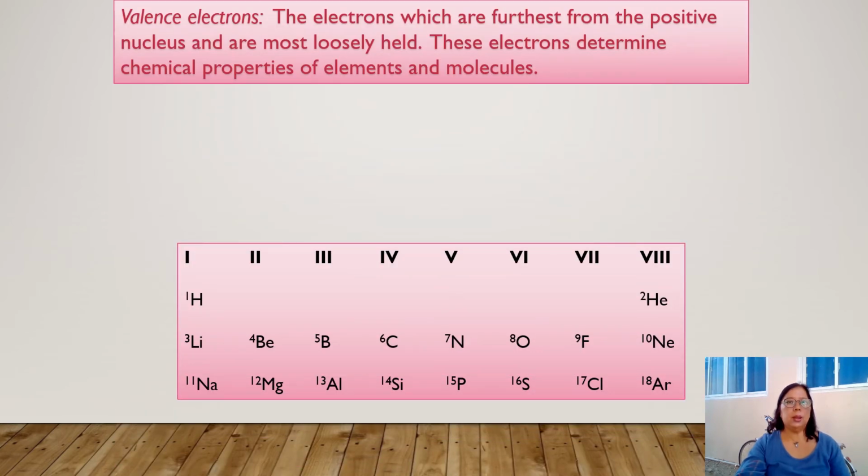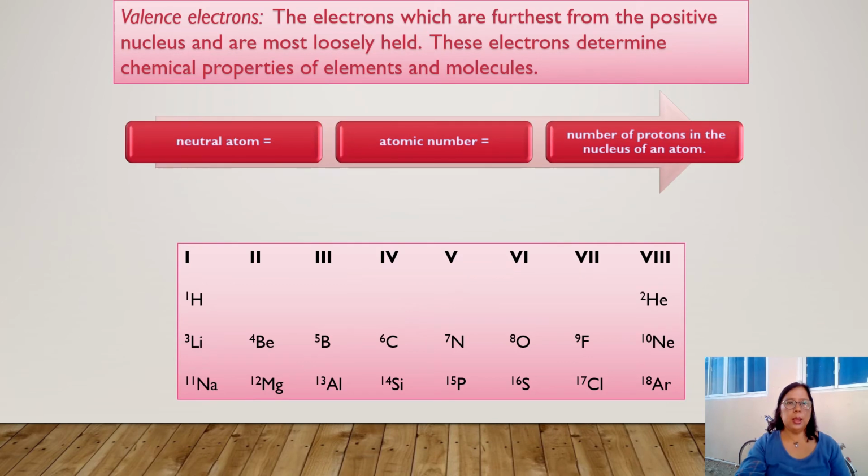Valence electrons are the electrons which are pulled by the positive nucleus and most closely held. So, these electrons determine the chemical properties of elements or molecules. As illustrated, a neutral atom's atomic number, the number of protons in the nucleus of an atom, increases.